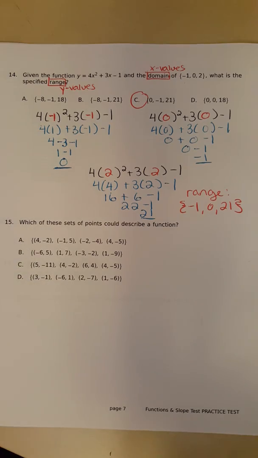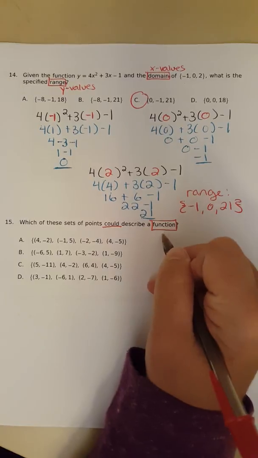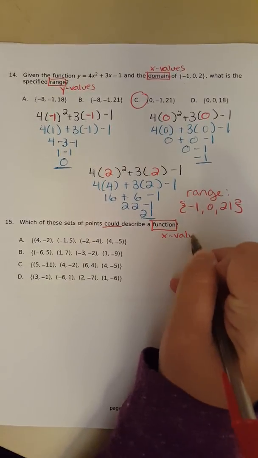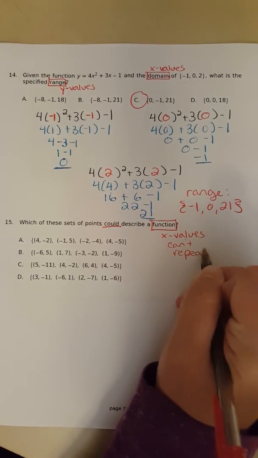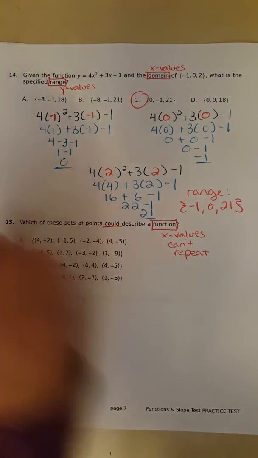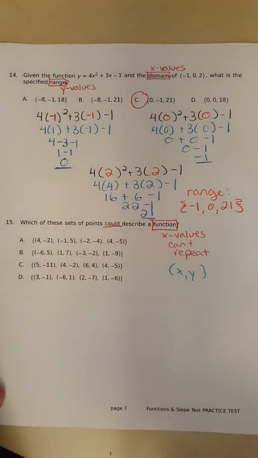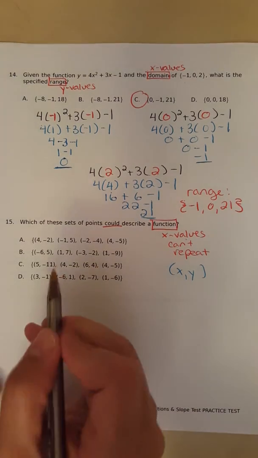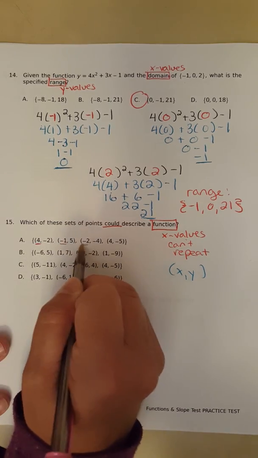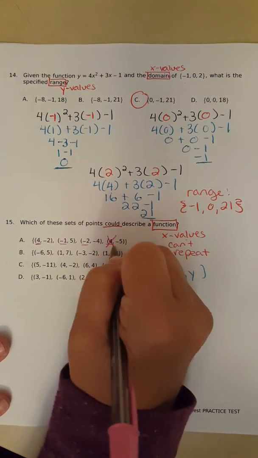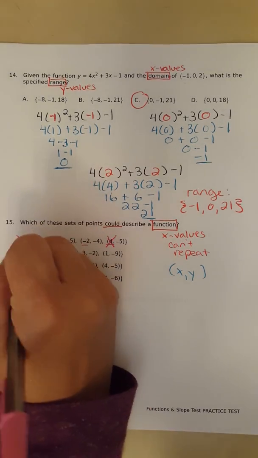All right, number 15. It wants to know which of these could describe a function. Now remember, in your function, your x values can't repeat. So I'm going to go through, I'm going to look at my x values. Now remember, ordered pairs, it's x and then y. So I'm just looking at the first number in each ordered pair. All right, so for A, I have 4, -1, -2, and 4. Uh-oh, that's 2 4s, 4 and 4. And they have different y values with them, so that is not a function.